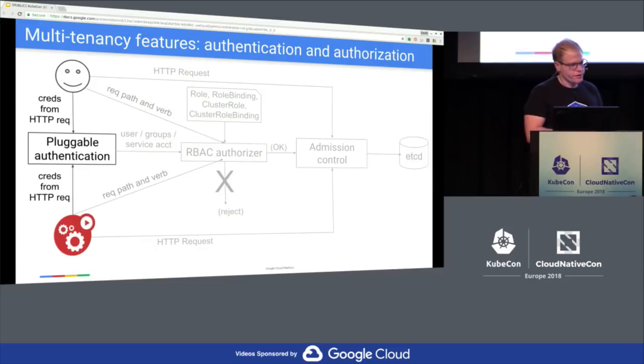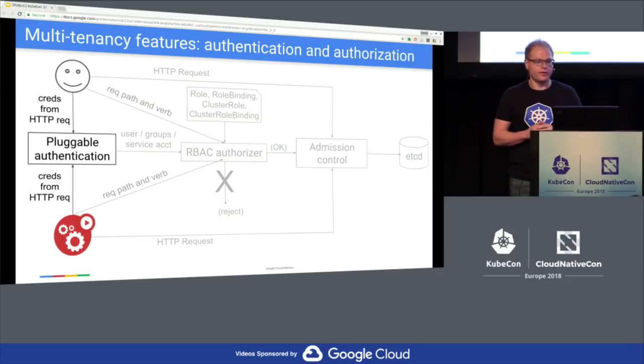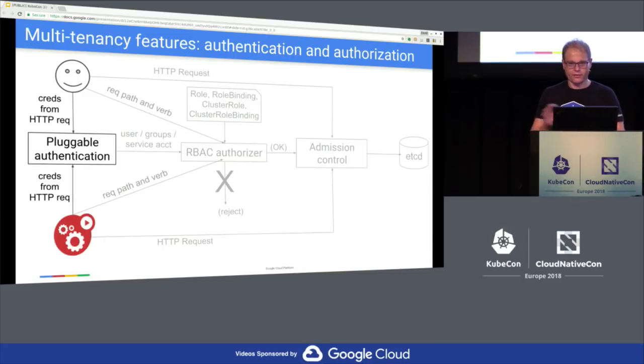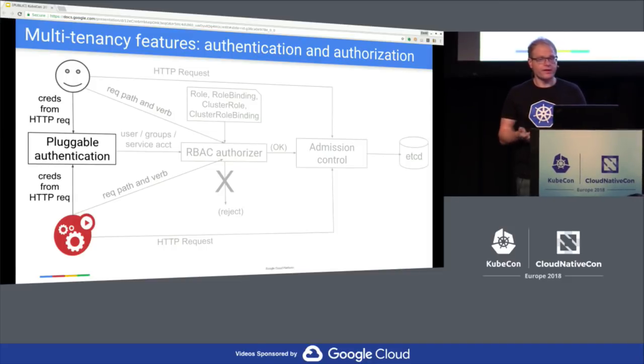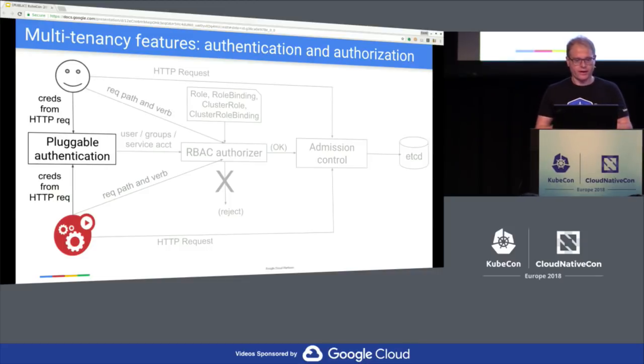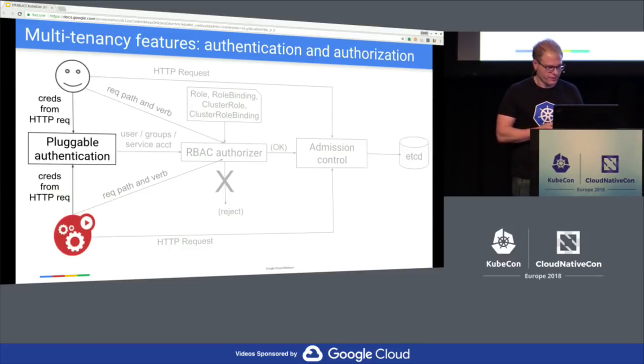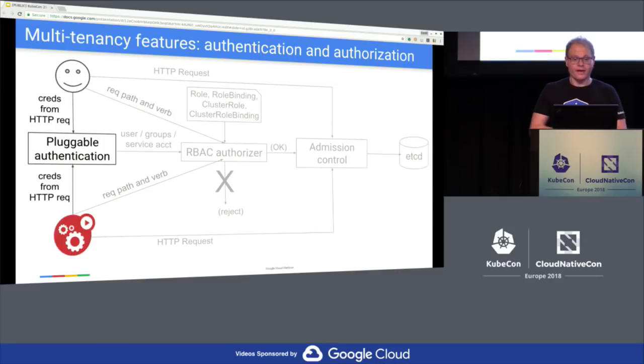So this slide shows the authentication, authorization, and admission control flow in Kubernetes. And I've grayed out everything except authentication, which is the first piece that we'll talk about. And for authentication, the request that's coming into the Kubernetes API server can come from a human, that's like the smiley face at the top, or from an application that's running in the cluster in a pod, that's like the gear icon on the bottom. And the request when it comes in will include some credentials.